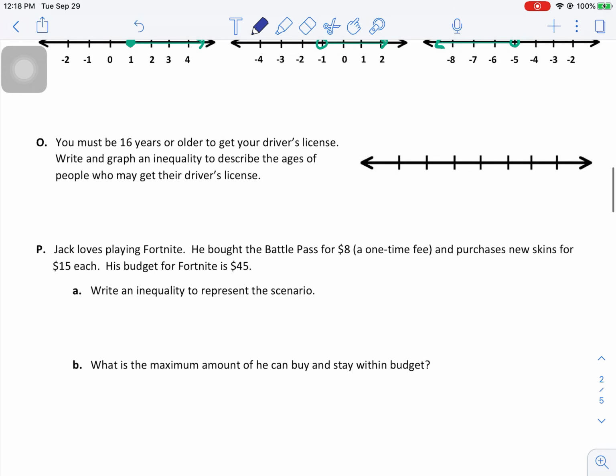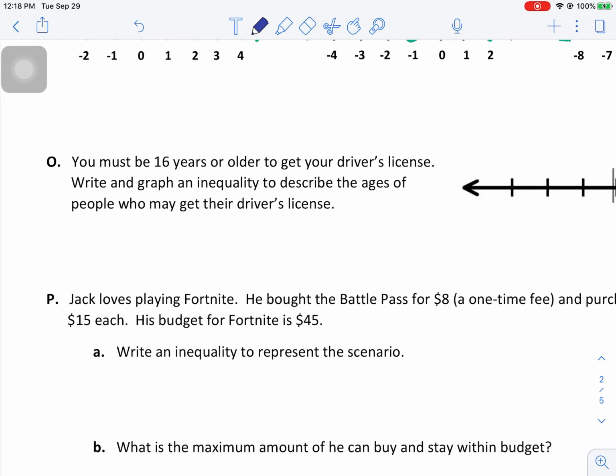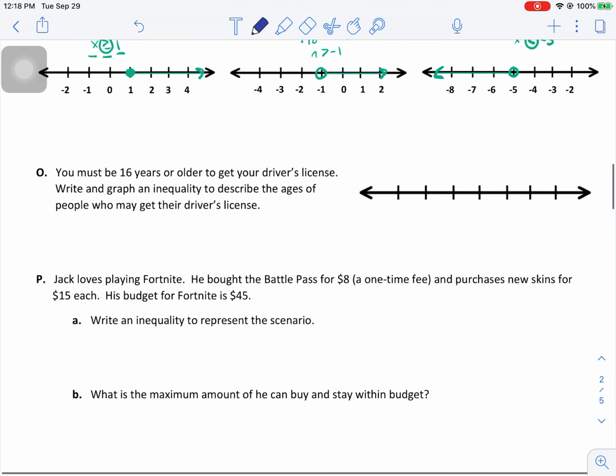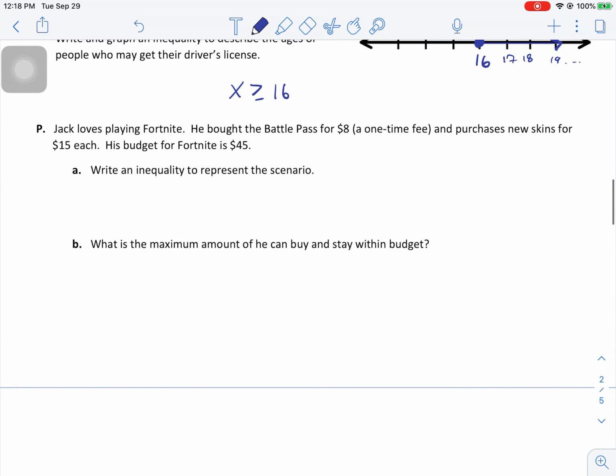Lastly, looking here, we have a couple word problem examples. So you must be 16 years or older to get your driver's license. So 16 is the value. You can be 16, so we would close circle. And then you could be older than 16, right? So you can be all of these values above 16, 17, 18, 19, etc. Okay? If we had to draw this as an inequality, we would say x is greater than or equal to 16.